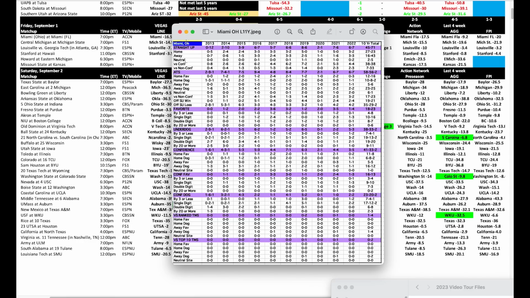So you already get this in the magazine. The magazine's the best out there, but you get all this other stuff down below, completely analyzed, broken down, and you'll have it at your fingertips right here on Phil Steele Plus.